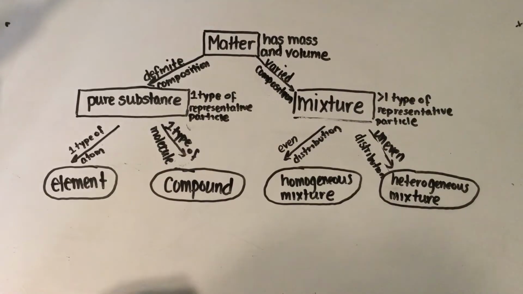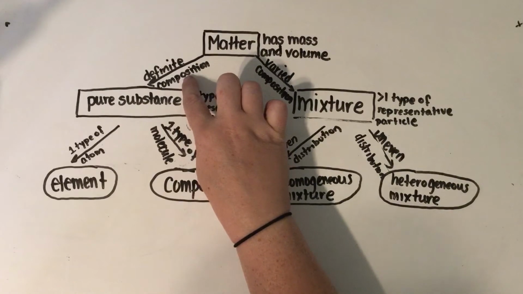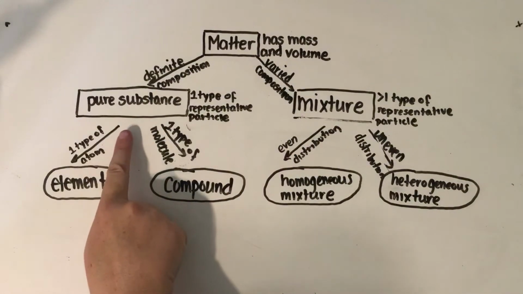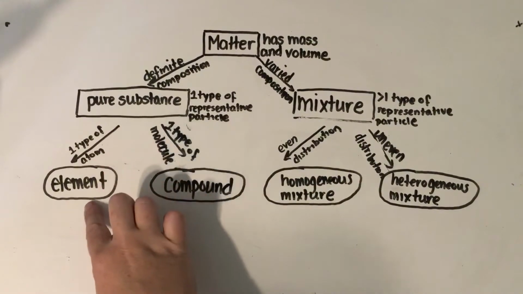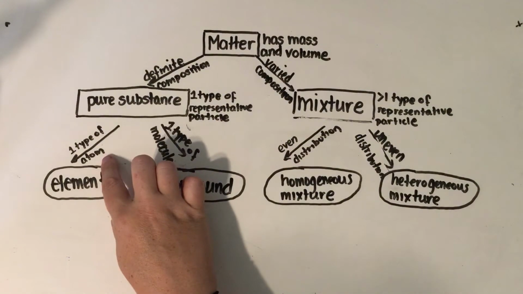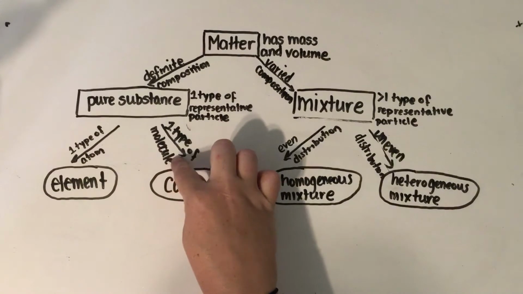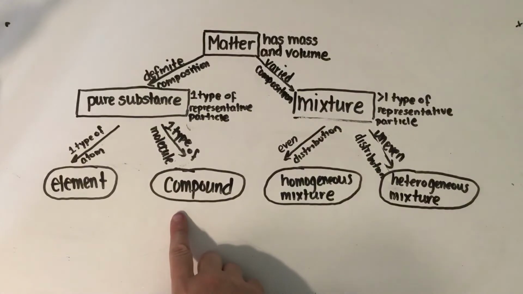If it has a definite composition, that means that every sample will be identical in terms of what elements it's composed of and the ratio that those elements are found. As long as you have a definite composition, then you're looking at a pure substance. Pure substances are created from only one type of representative particle per sample. So that could be a single type of atom, which is the smallest part of an element, or it could be one type of molecule, which is actually a combination of atoms that are chemically bonded, and that molecule, that group of atoms, is repeated over and over in the sample in order to create a compound.